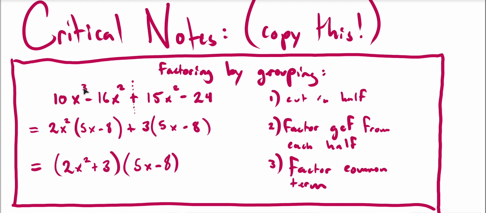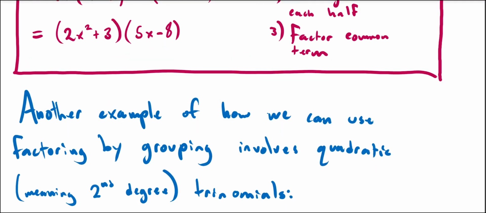But if you're given a cubic equation, it's a good first attack to try to see if you can factor it by grouping. Another example of how we can use factoring by grouping involves quadratic trinomials.